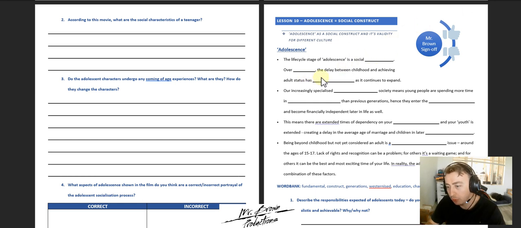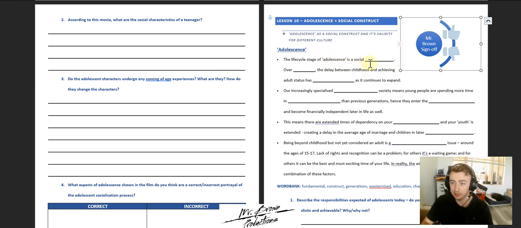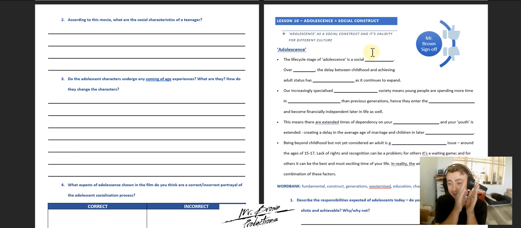So what we would call the life cycle stage of adolescence. Sorry, I'm trying not to block the Bondi cam. The life cycle stage of adolescence is a social construct. And the reason it's a social construct, if you want to do a little arrow here, is that it's different for each culture. Different for each culture.